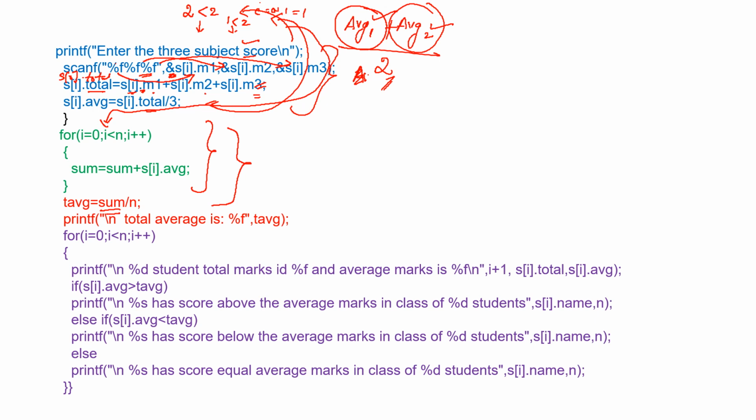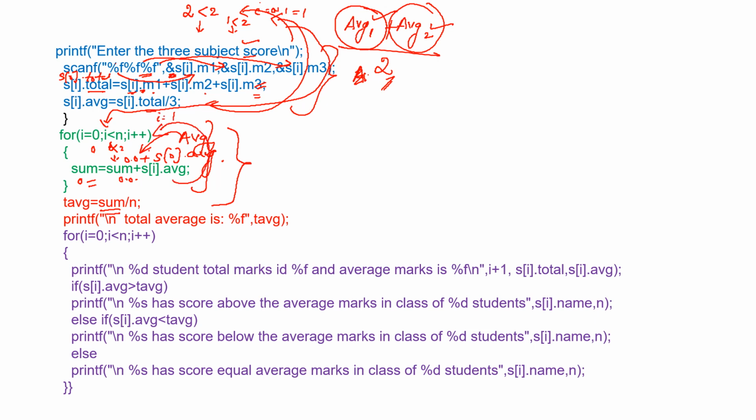Why are you using this loop? See here, for i is equal to 0, i less than n. So for the first student, the first value will be calculated. Whether 0 is less than 2, yes, it is true. So it enters into the loop. Now what was your sum? Sum was initialized to 0.0, right? Now sum will be equal to, what was the value? 0.0 plus S of 0 dot average. First student's average, that is average 1, will be added to your sum. It will be stored. Again the i will get incremented.